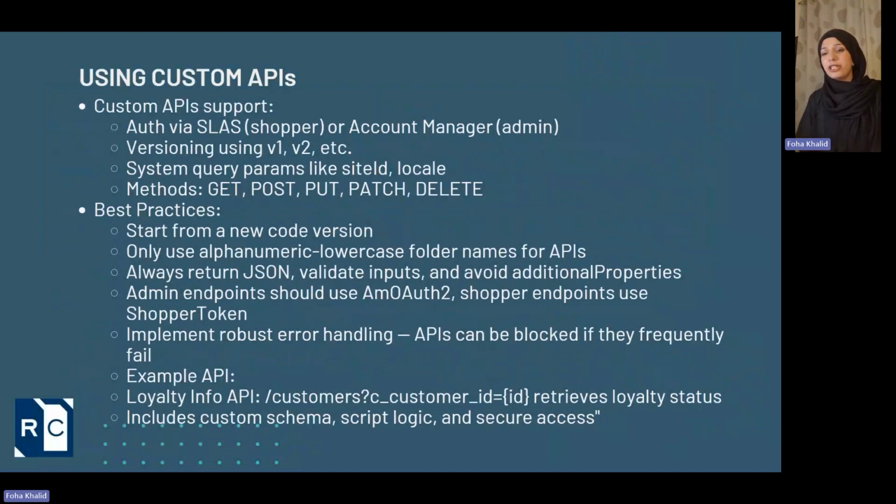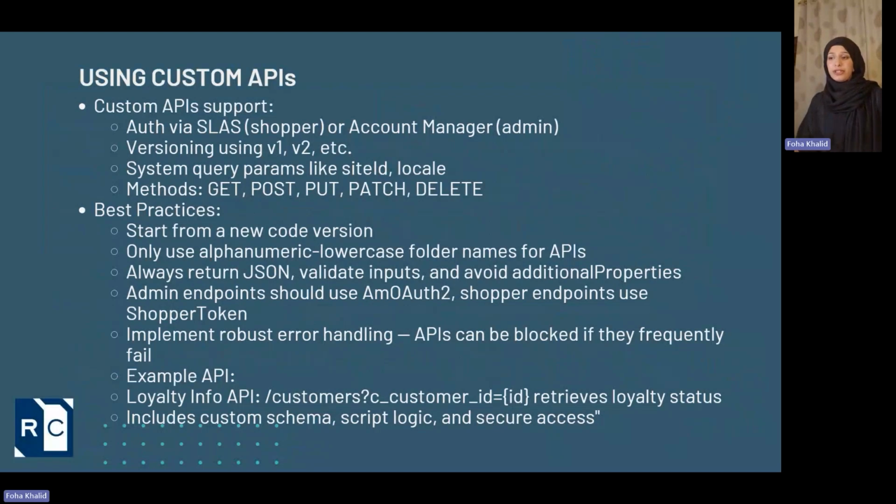There are some best practices that are suggested. Obviously, if you're creating your own endpoints, you need to be careful about how you're using them and what practices you're using, which would ensure that everything on your site runs smoothly and you don't run into any problems. One of those is using a new code version whenever you're starting. You'd want to use alphanumeric lowercase folder names for the APIs. Always return JSON, validate your inputs, and avoid additional properties. That's not allowed. You need to ensure that all of the properties are covered within your API, because additional properties are not supported.